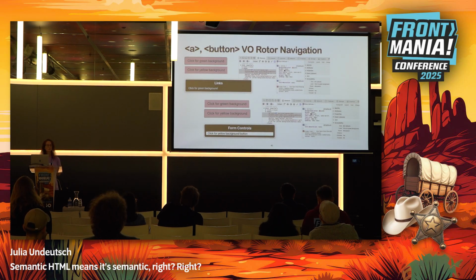When using the VoiceOver rotor, screen reader users also get different information, as we do when navigating visually. So the first button appears in the links panel, "click for green background", while the real button is in the form, under the form controls.